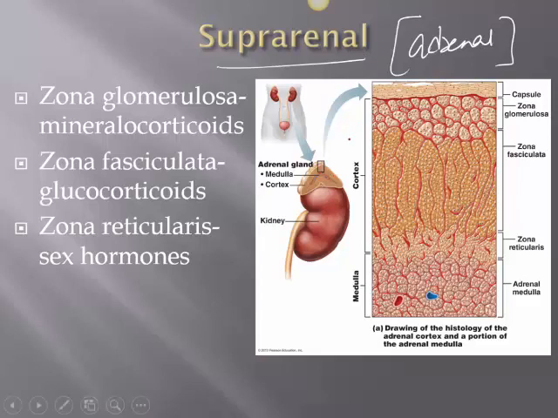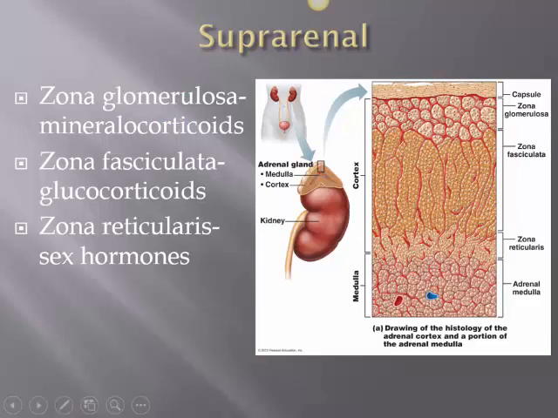The suprarenal gland has two regions. It has an outer cortex and an inner medulla. The cortex is divided into these three zones. Each zone produces a different hormone. Collectively, all of these hormones have the word corticoids associated with them because these are steroid hormones.